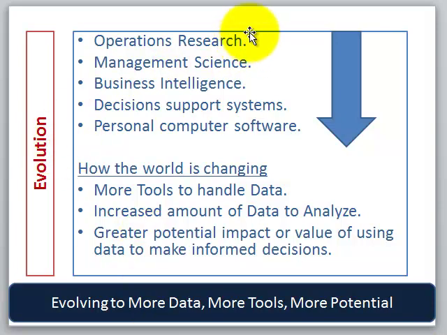Now, the evolution. It started as what's called operations research, and you don't have to know all these evolutionary steps. It's ended up with what today is called personal computer software. But what's really important to me is we now have more and more tools to handle more and more data. With barcodes, we're infiltrated with information. We have more and more sophisticated tools to use it, and the potential of using this information correctly to our advantage has never been greater. So the evolution is there's more and more data with more and more tools and more potential.